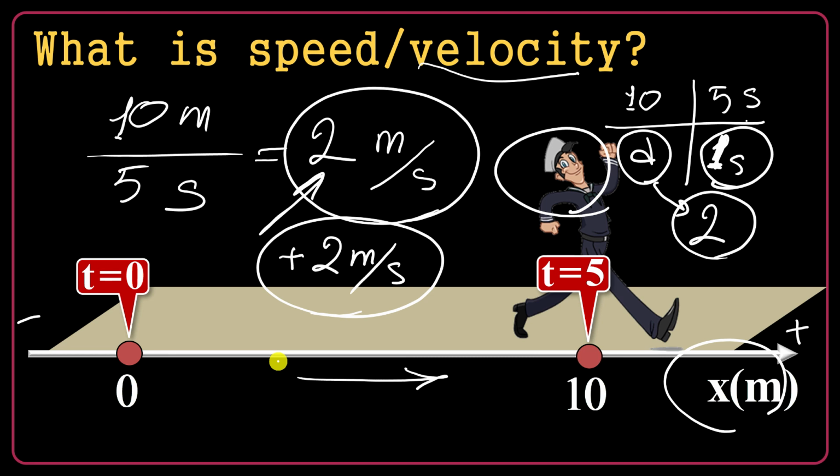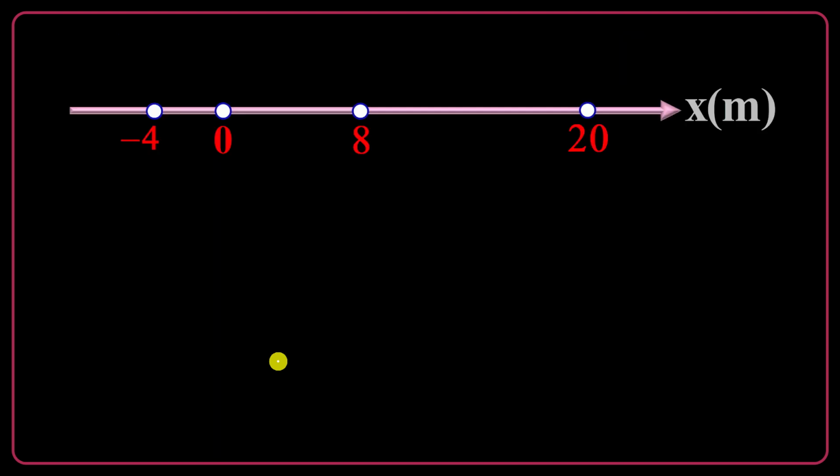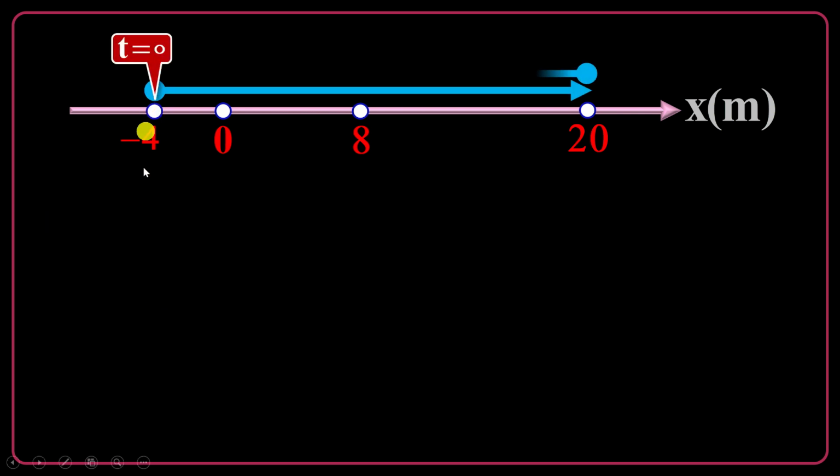Basically, this is the basic understanding of the velocity and the speed. But they are not that easy. Let's continue with a little bit more complicated case. Suppose that an object starts from here, from -4, goes to the right, from -4 to 20, and then goes back to x equals 8. The journey is partially to the right and partially to the left.